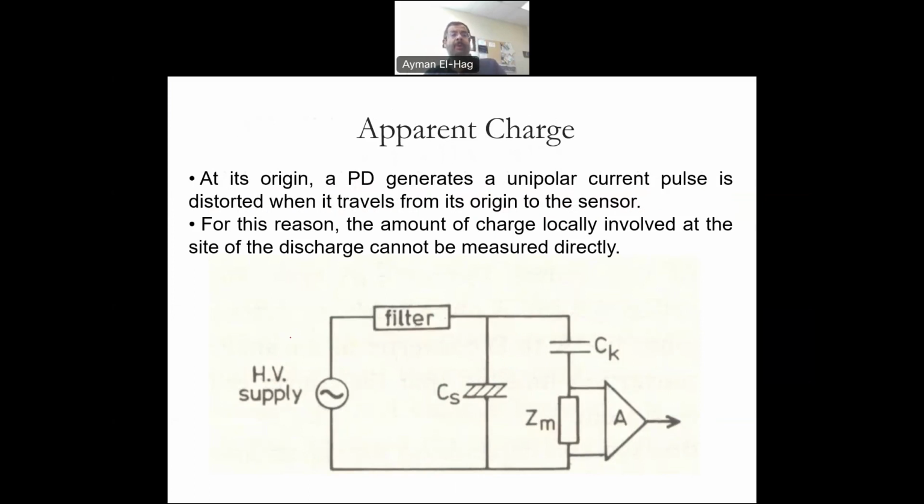And why is that? Because these discharges will travel from their origin to the measuring system, and when they do that, there will be attenuation, distortion, and even the coupling will be different depending on where this partial discharge happened. So you cannot tell what was the actual discharge that happened here or what its value is. What you can tell is what is apparent to you, what you can see in the measuring system. That's what we actually report.